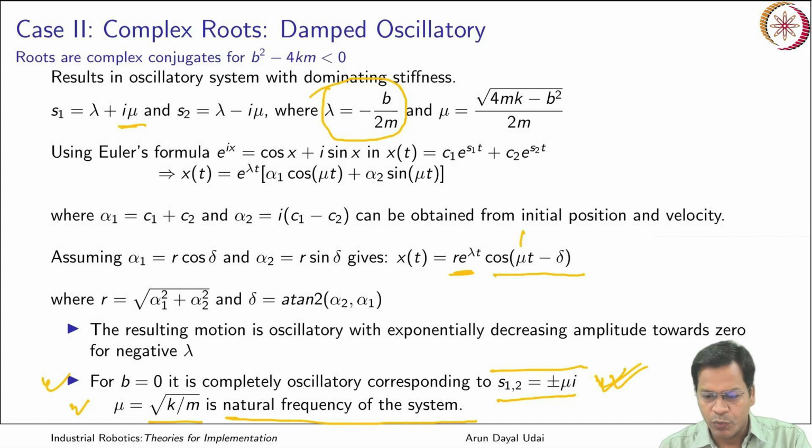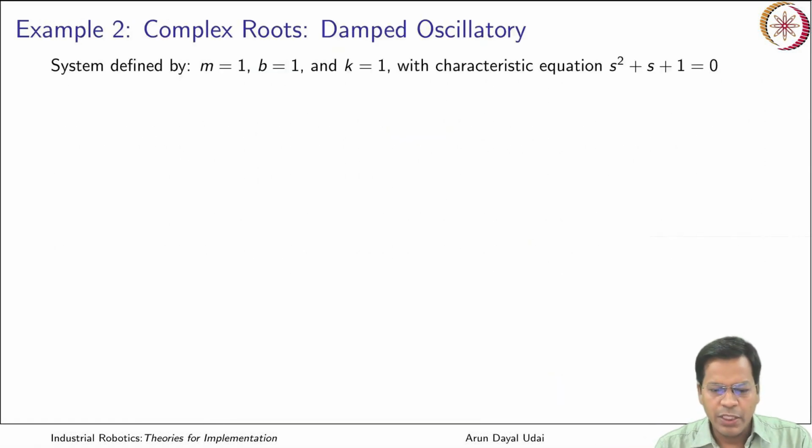So you have mu, that is the angular frequency of cosine. You see mu was here, and what was mu? You just substitute b is equal to 0 here, and you get mu is equal to square root of k by m. That will show the natural frequency of the system with which it will oscillate. Now let us see how to plot this with a system which is similar to this.